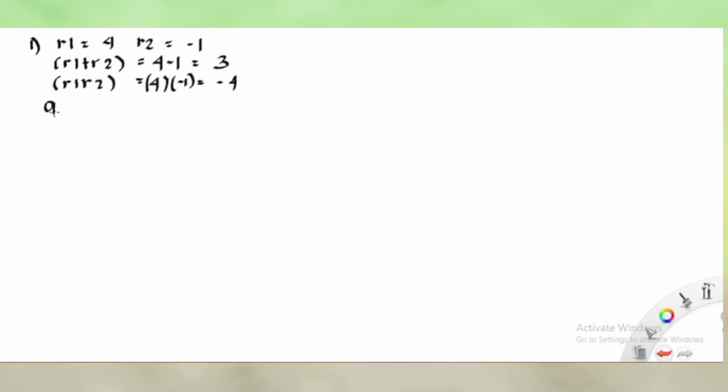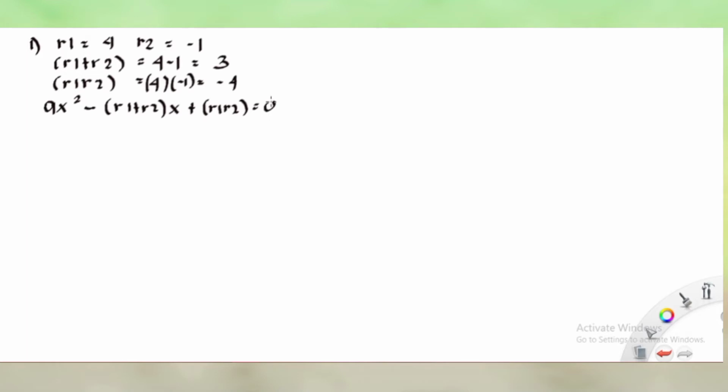Again, ax squared plus, or that will become minus na, minus the sum, which is R1 plus R2 x, plus the product R1 times R2 equals 0.